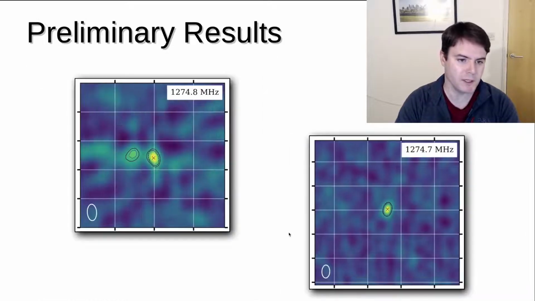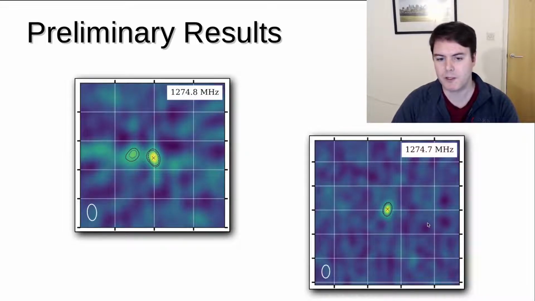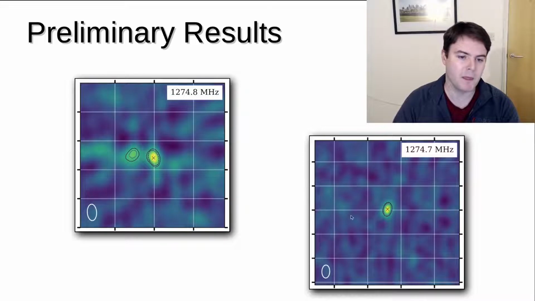And because we used the upgraded GMRT, we also have these snapshot images for many of the pulsars. And that's interesting because on the left-hand side, you can see that we can, for example, resolve pulsar wind nebula emission.